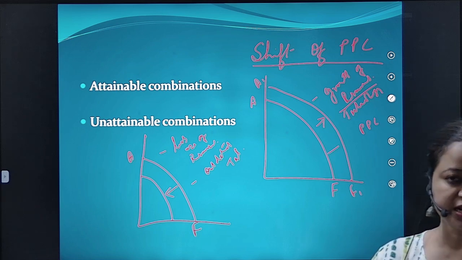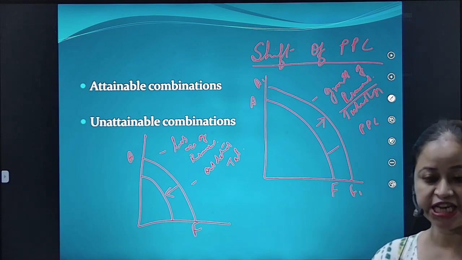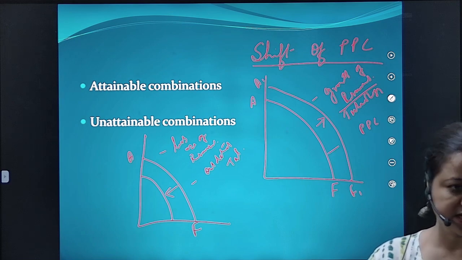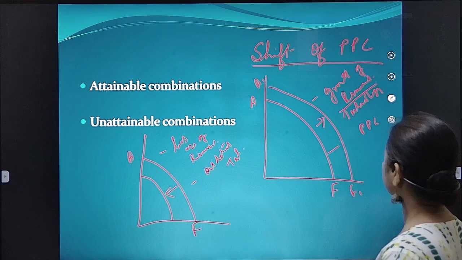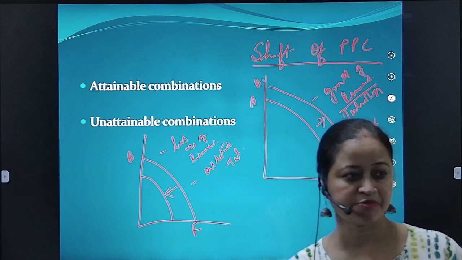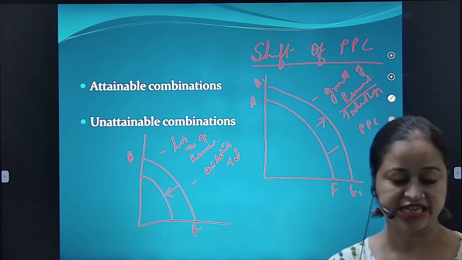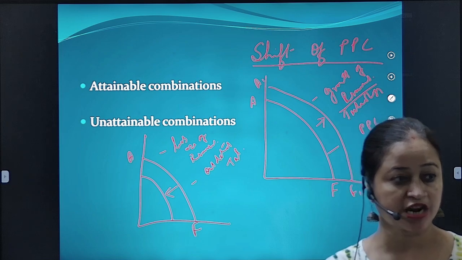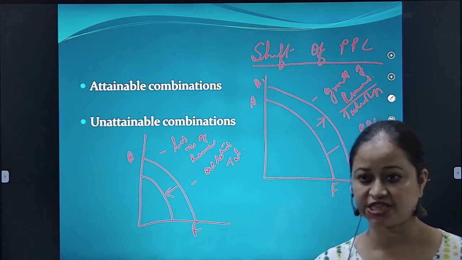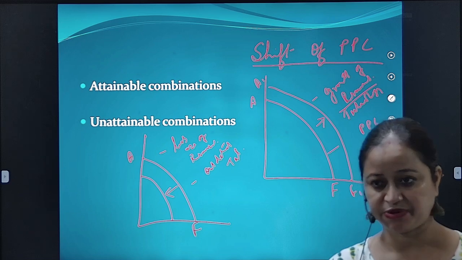In expansion in demand, the demand increases due to? In increase in demand, the demand increases due to other factors other than its price. Fine. So what is an attainable combination? Which can be attained, yes. The combinations which are on PPC and inside PPC. An unattainable combination is like which is, yes, beyond, or we can say outside PPC. Fine.